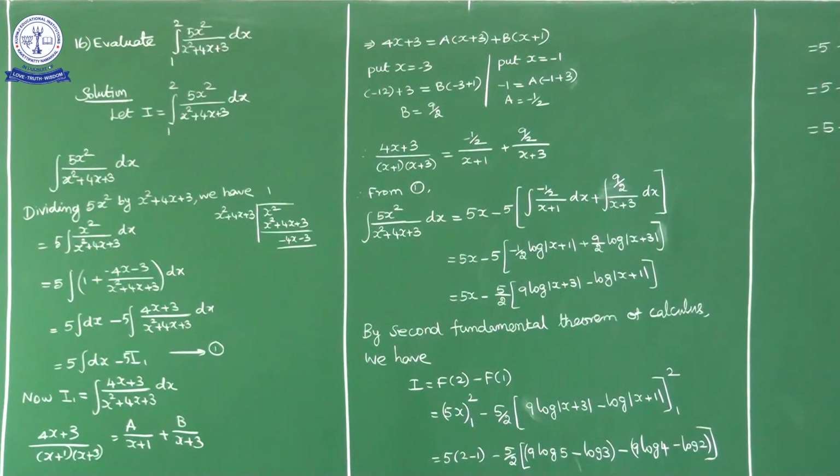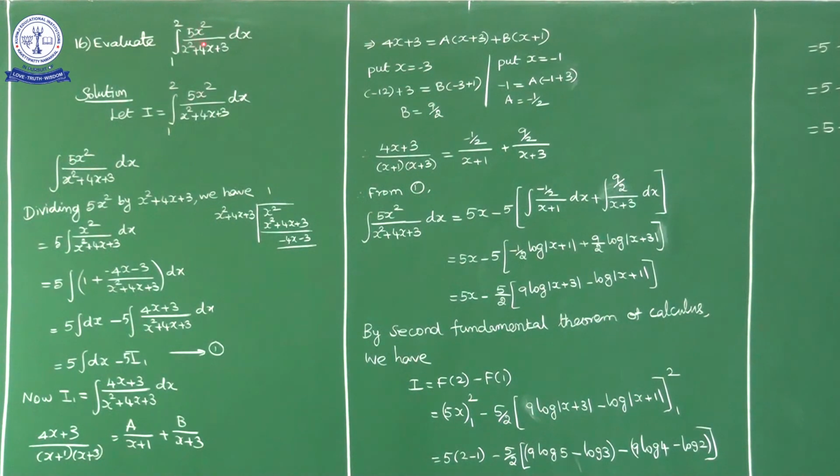Okay. The next question, number 16: evaluate the integral from 1 to 2 of 5x square upon x square plus 4x plus 3 dx. Here the lower limit is 1, the upper limit is 2, the numerator is 5x square, and the denominator is x square plus 4x plus 3.